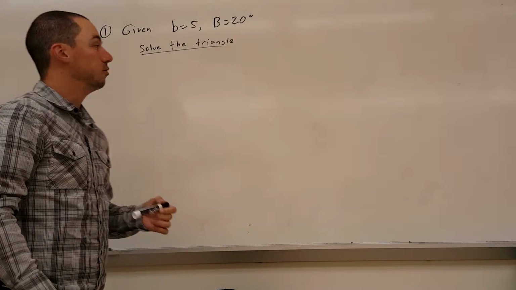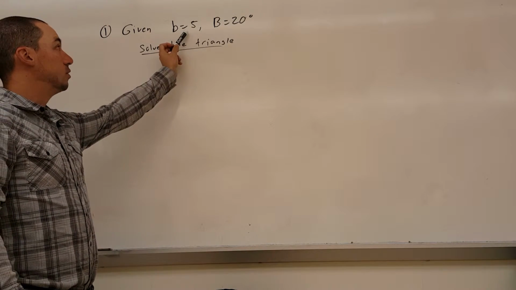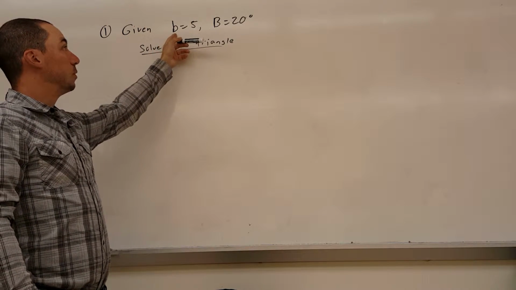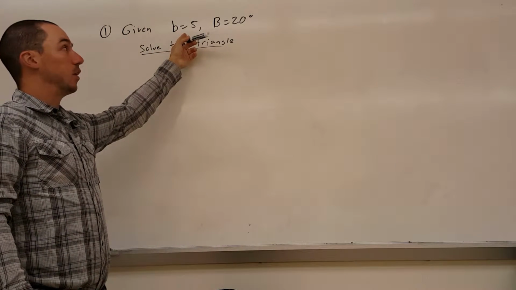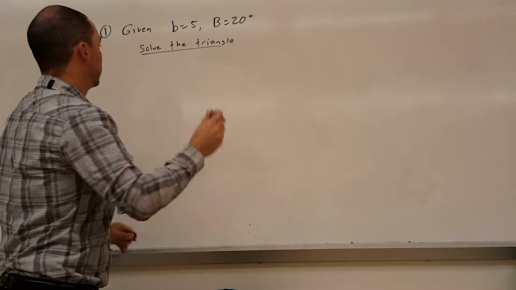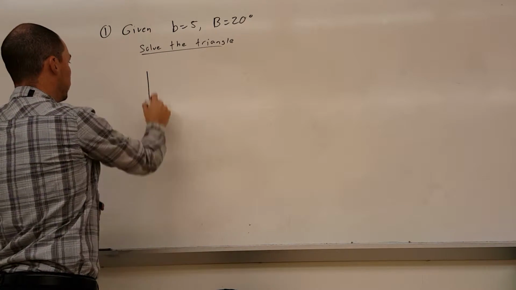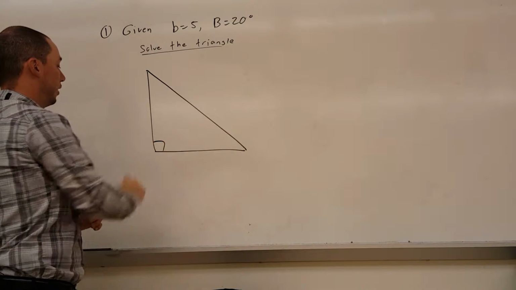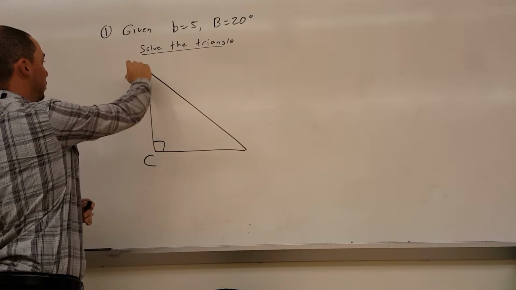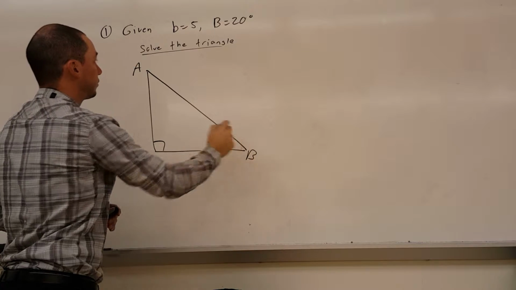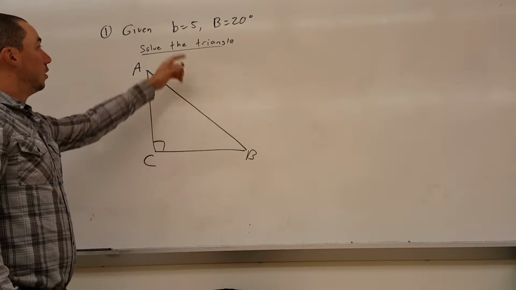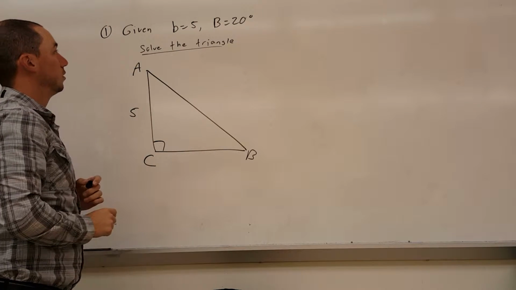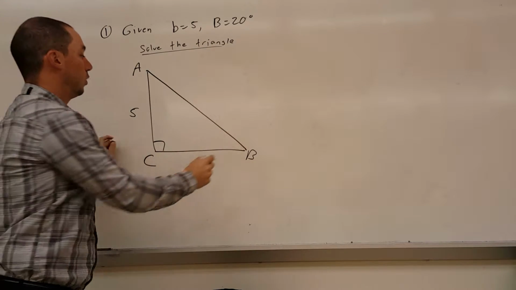Our first example here, we've been given this information: b is equal to 5 and B is equal to 20 degrees. Well, notice the difference here. Little b equals 5 means the side length is 5, and angle B is 20 degrees. So we draw a triangle. I usually always draw my triangle the same way, facing this direction. Right angle, this is going to be C, and let's go A, B. Side b, opposite of that angle, is 5. Big B, 20 degrees.